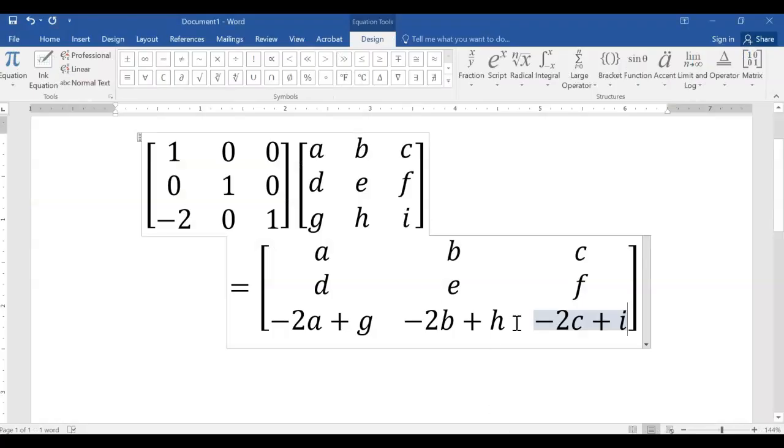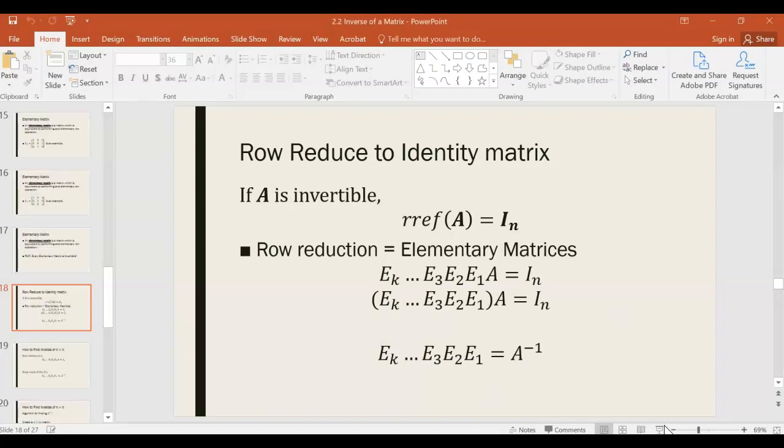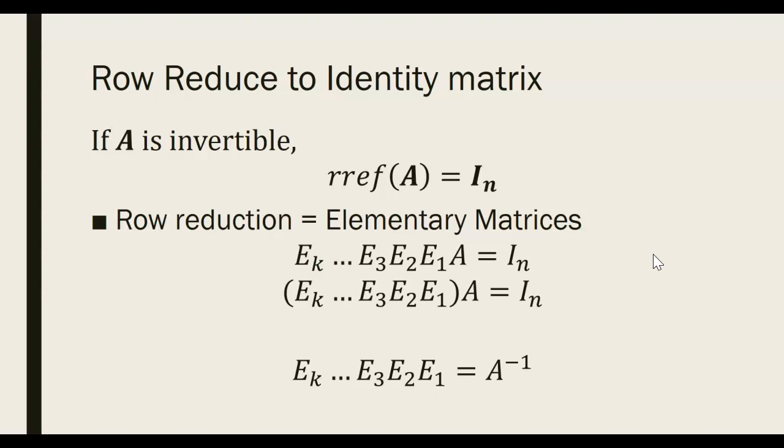So if I go back to this one, if I wanted to undo this, I could take a positive 2 times this top row and then add that result to this one, and you'd see that 2a minus 2a would get canceled out, 2b minus 2b would get canceled out, 2c minus 2c would get canceled out, and you'd just be left with your original matrix with GHI on the bottom. So because every elementary row operation can be undone, all of the elementary matrices are invertible.